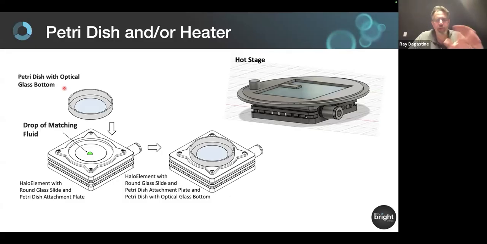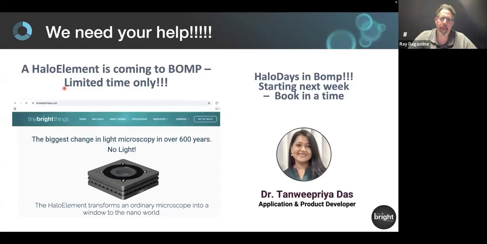So that's just a little bit about sample handling, because sometimes we get those questions. But really, after all this, where we are is we need your help. We want to find out where this could be more useful and what types of biological samples you could use that this might save you time.